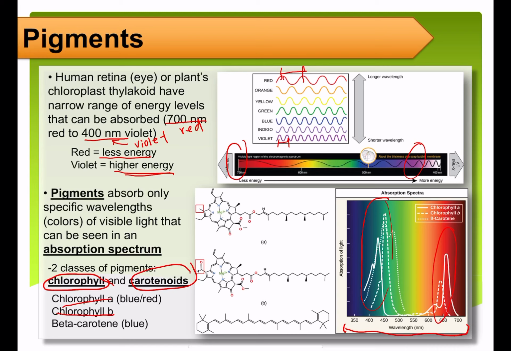So beta carotene is the line right here, and it has only one maximum absorption peak, closer to the blue area. Whereas both chlorophyll A and chlorophyll B have two peaks, one closer to red and one closer to blue. Okay.